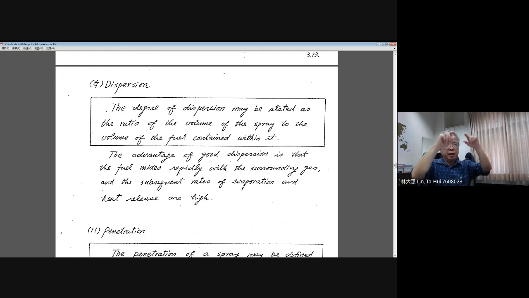In the vicinity of the injector, the spray volume is small, and the spray region contains so many droplets, so the dispersion is very small. In this region, we call this the dense region.